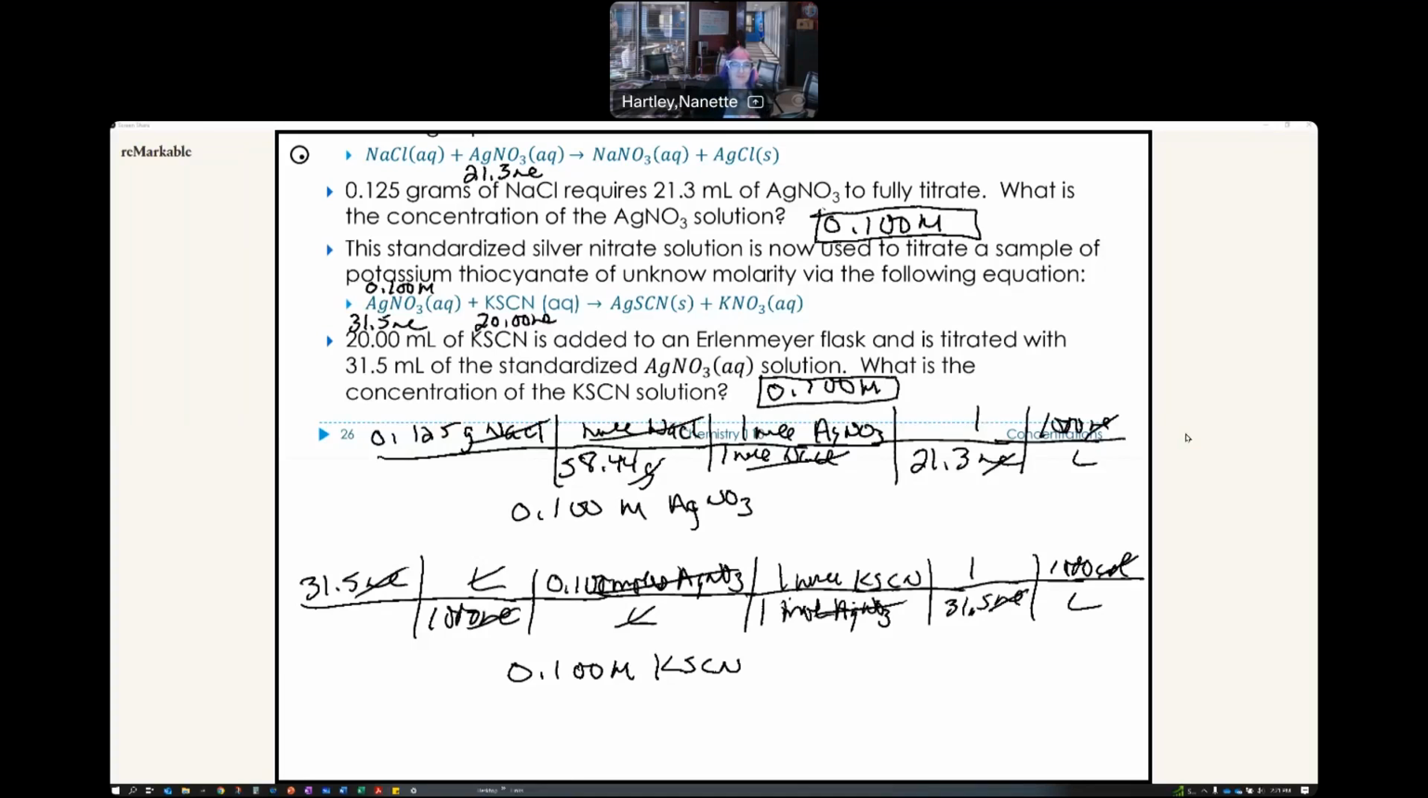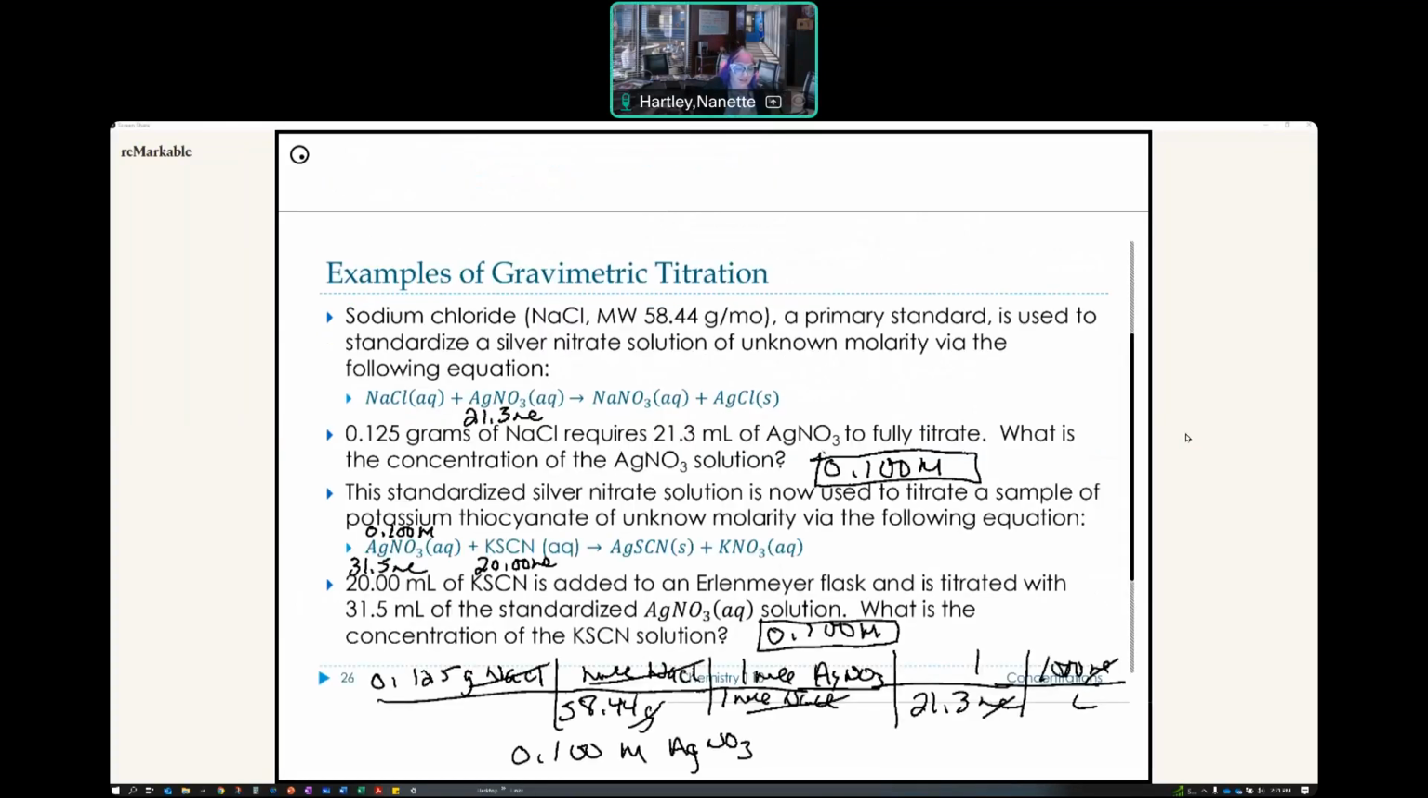All right, guys. So let's take a look at what we've been given here. Sodium chloride, NaCl, molecular weight 58.44 grams per mole, primary standard, is used to standardize the silver nitrate solution of unknown molarity via the following equation. NaCl aqueous plus AgNO3 aqueous goes to NaNO3 aqueous plus AgCl solid. A 0.125 gram sample of NaCl requires 21.3 milliliters of AgNO3 to fully titrate. What is the concentration of the AgNO3 solution?